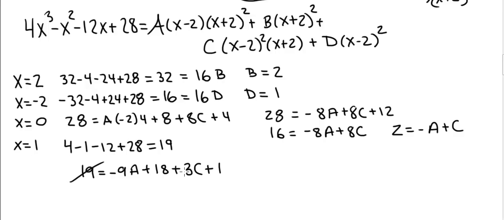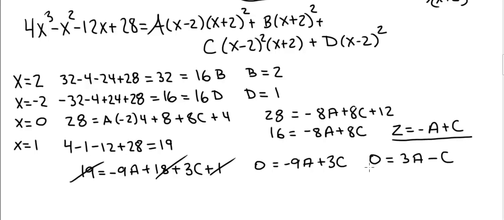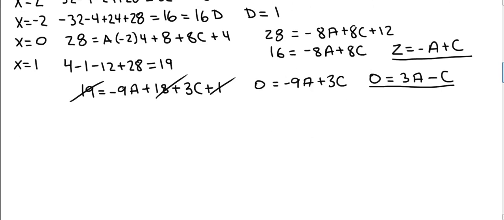So we have 19 and 18 and plus 1 on the right cancel, and we have 0 equals minus 9a plus 3c. Let's divide by negative 3. 0 is equal to 3a minus c. So we have one equation here, second equation here, two equations and two unknowns. We can easily solve that. Well, let's bring those equations in. We have 2 equals minus a plus c. 0 equals 3a minus c.